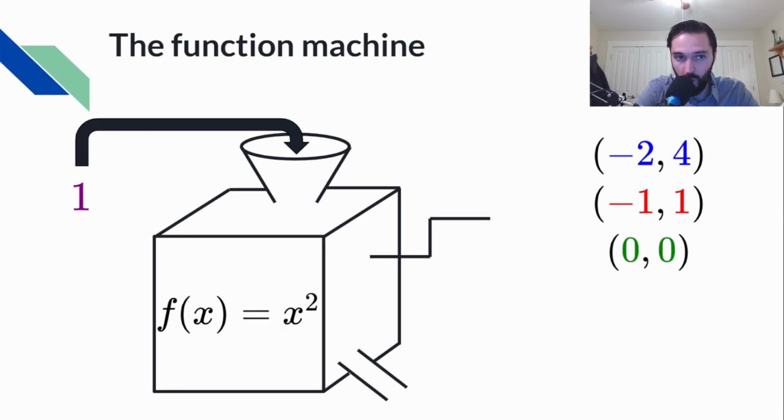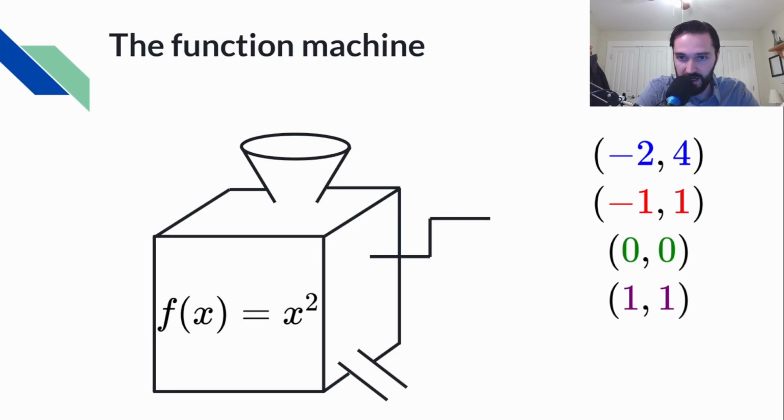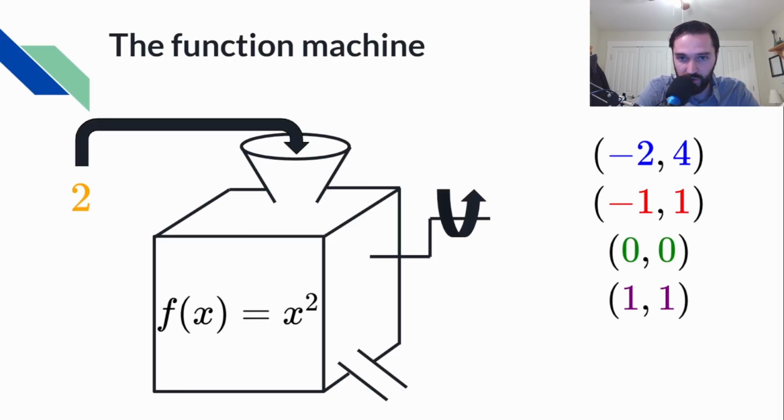And when we plug this 1 in, we turn the crank, and what we get is 1 squared, which is 1. So let's put those values together. And finally, when we plug a 2 into this function, we square 2, and we get 4, so our last point is 2, 4.